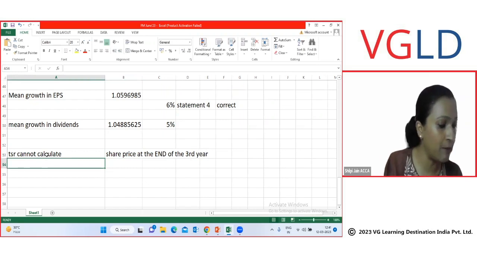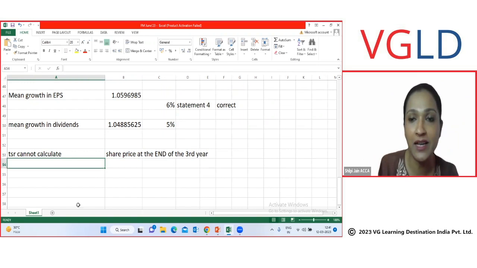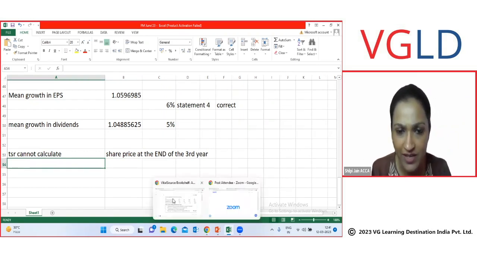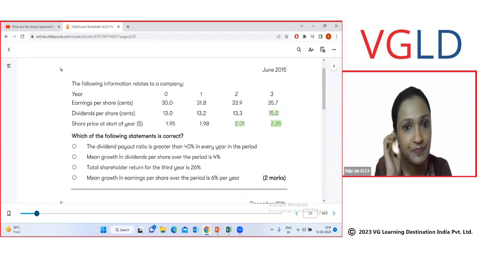And your dividend per share, dividend payout, just calculate it for every year. What does the question say? 40%, I think it is. Greater than 40% in every year or not. So just calculate the payouts, please. Right? Is that okay with everyone? Any doubts here, guys? Please ask.